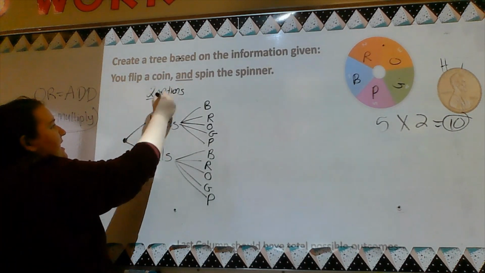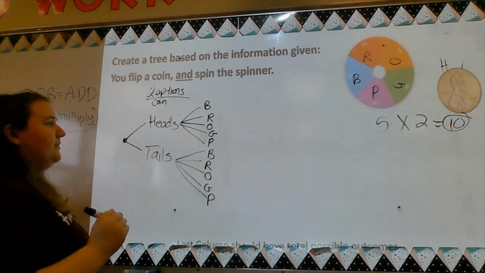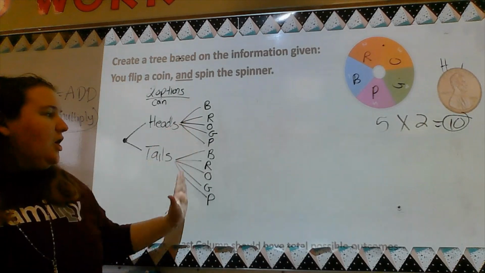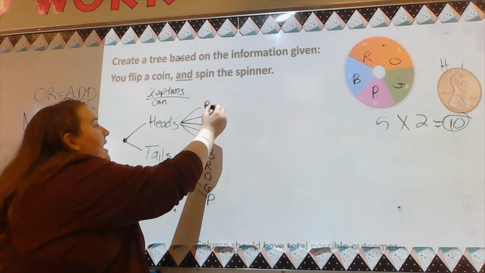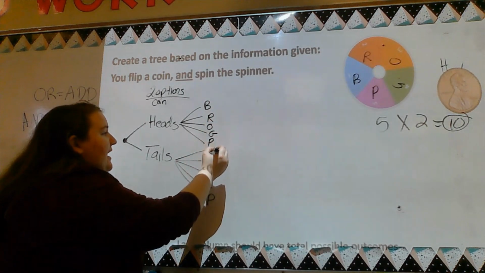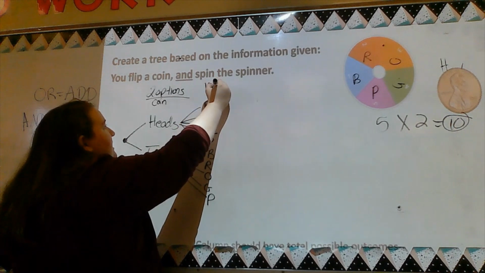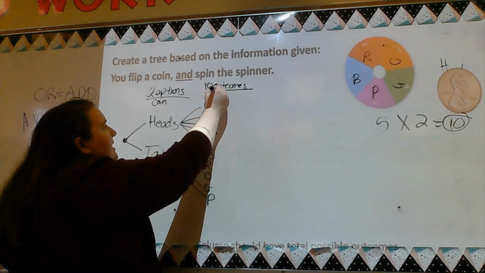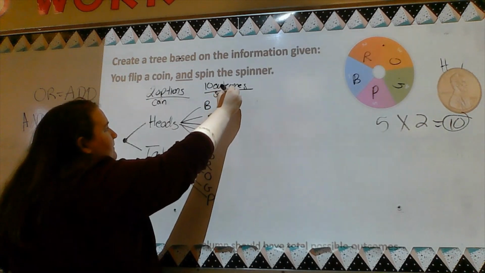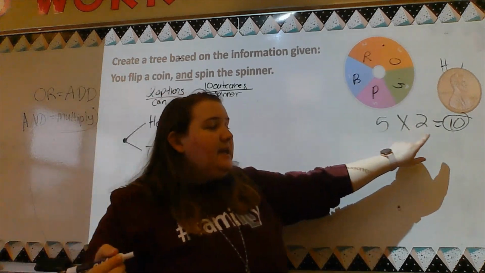Okay, this column right here represents your coin toss. Okay, now here, notice when I count them, I have 1, 2, 3, 4, 5, 6, 7, 8, 9, 10. I have 10 outcomes. Okay, and this right here represents your spinner. Notice 10 outcomes.